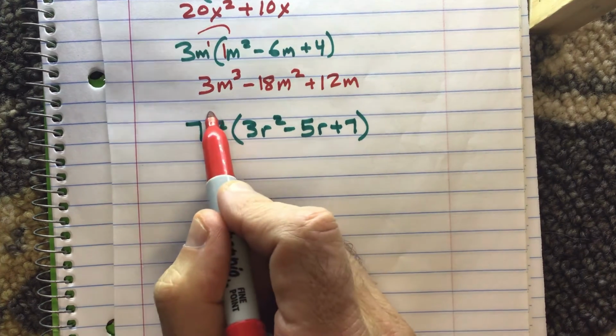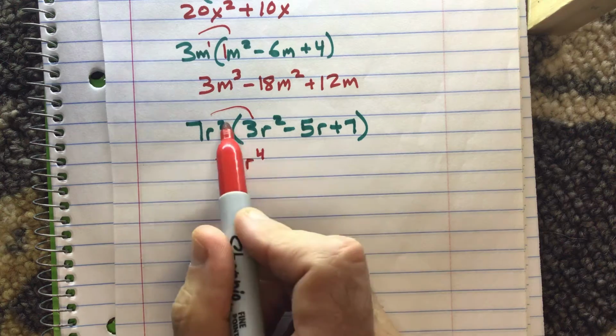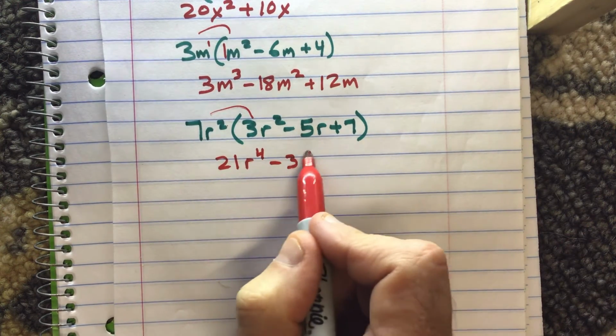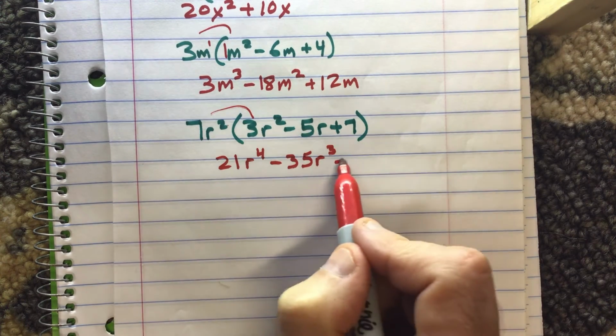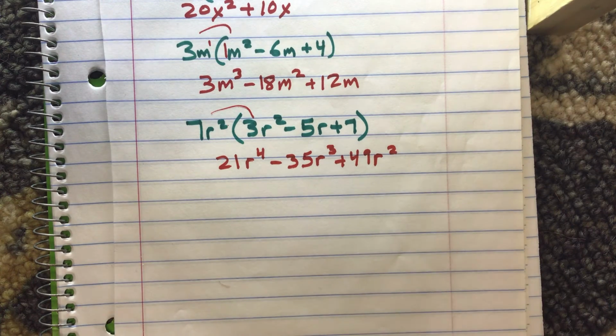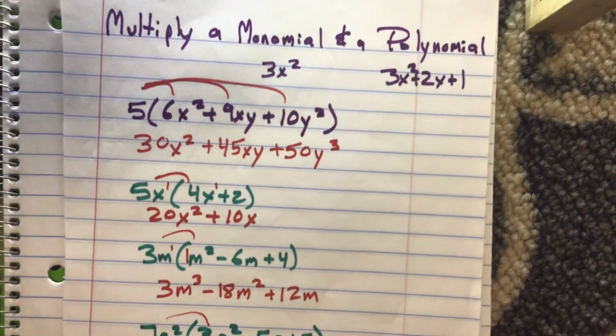So here we're just multiplying 7 times 3, 21, r to the 4th power, because we add the exponents. 7 times 5 is 35r to the 3rd power. And 7 times 7 is 49r squared. Okay, and that's multiplying a monomial and a polynomial.